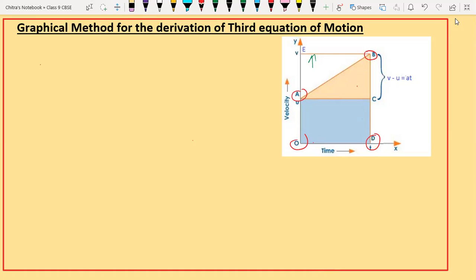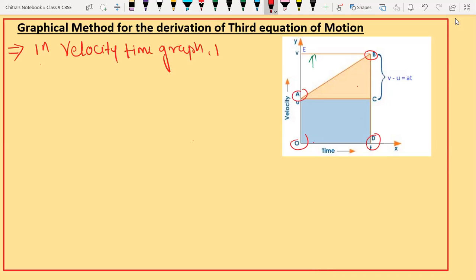Yes. So now we have to go through first the statement which is given for the derivation of the third equation of motion. So I'm going to write the statement first here. What is the statement? The area subtended by the trapezium in velocity time graph. So we'll start from the velocity time graph.